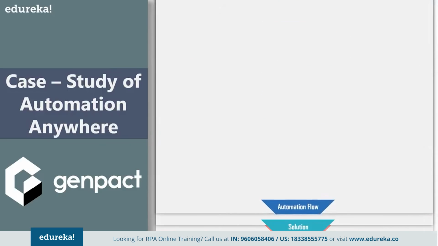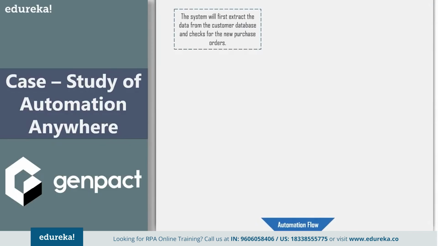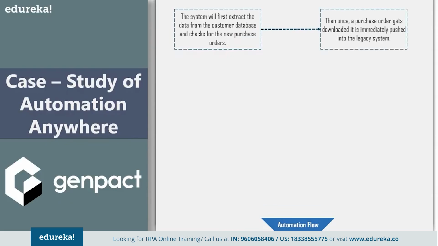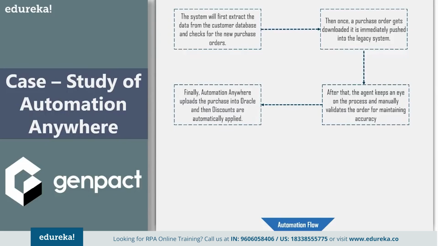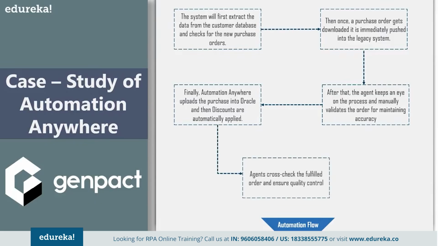So let me tell you the process flow of the automation. The system would first extract the data from the customer database and then check the database for new purchase orders. Then once the purchase order gets downloaded, it would immediately be pushed into the legacy system. After that, the agent would keep an eye on the process and manually validate the order to maintain accuracy. And finally, Automation Anywhere would upload the purchase into Oracle, and then discounts would be automatically applied, right? Apart from all of this, agents would cross-check the fulfilled order and ensure quality control, right?